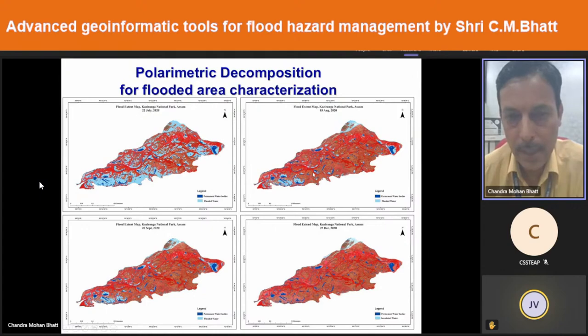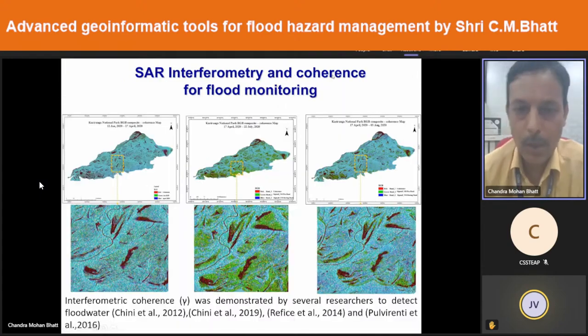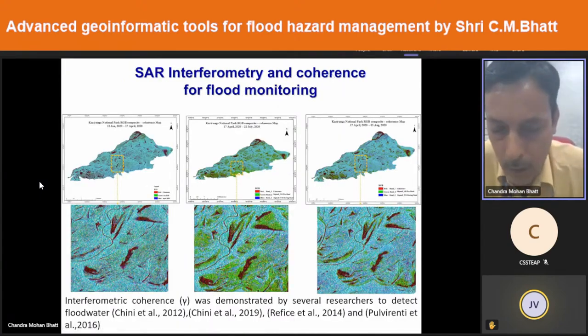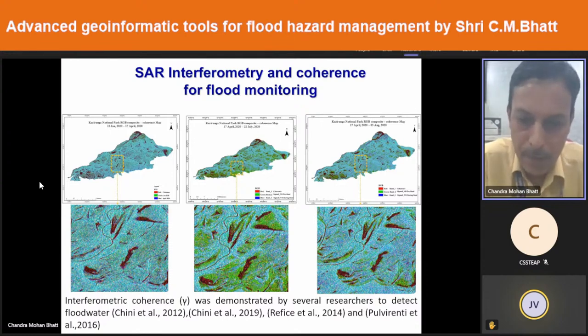Then you have SAR interferometry and coherence for flood monitoring. Flood mapping can also be done by assessing the changes in the coherence.